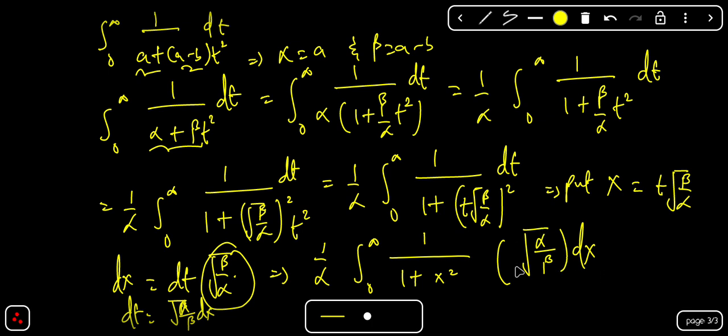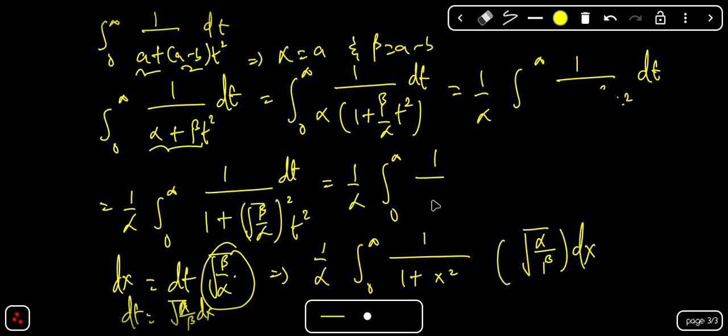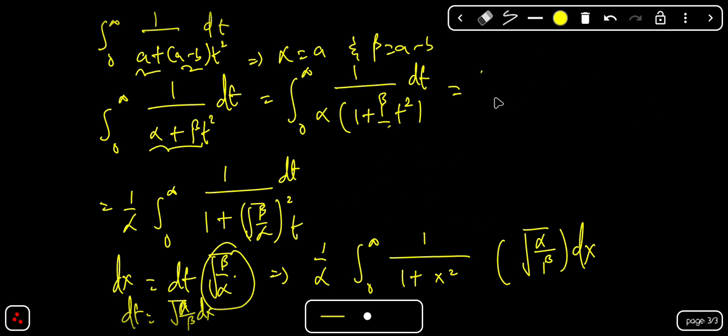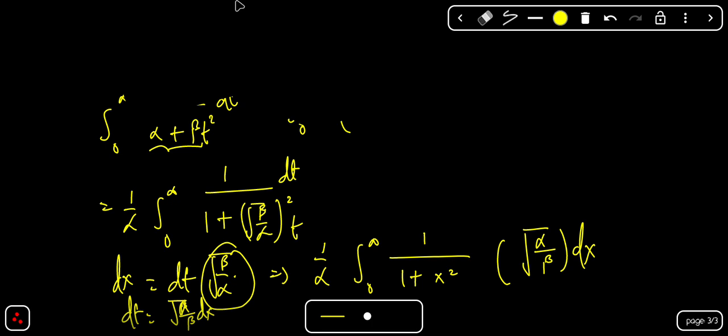So you can bring out this constant. So we bring out the constant. Okay, let me clean the upper part so that we can have some space to work. So we're almost done.